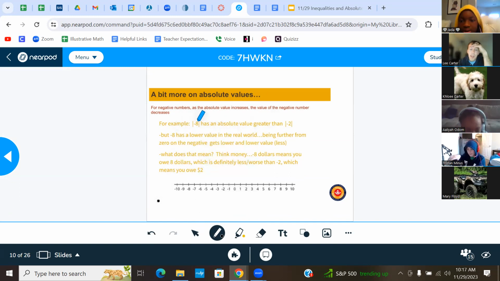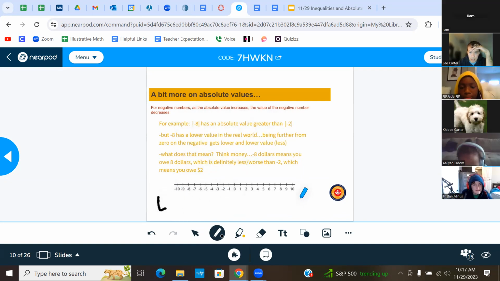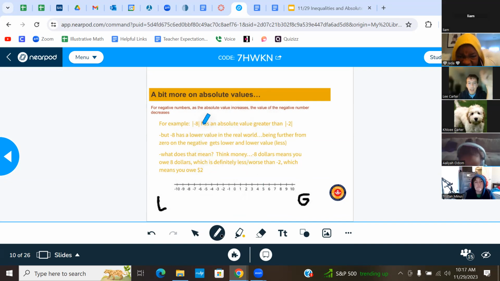So here's the deal. -8 is clearly less than -2, okay? But the absolute value of -8 is 8, and the absolute value of -2 is 2. So what that means is that -8 is further from 0 than -2. So the -8 has a lower value in the real world. So when you're on the negative side, the value of it, like in reality, is lower.